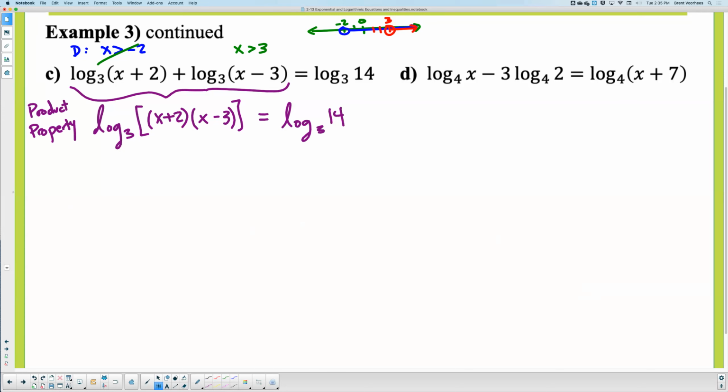Now to simplify this problem, I have one log equaling another log. What property could I do now? What's it called when you cancel the logs? We're going to do one-to-one property. We're going to say, now I'll drop those square brackets, x plus 2 times x minus 3 has to equal 14.